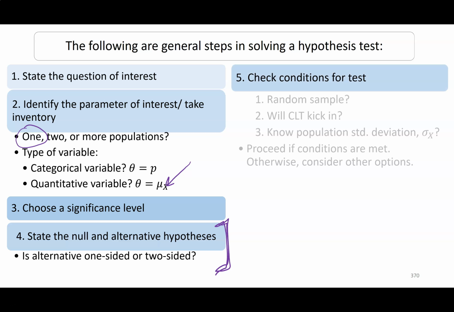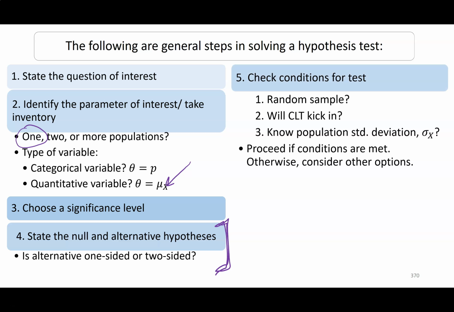Check the conditions for the test. So these are going to be really similar to when we were looking at confidence intervals. Do we have a random or representative sample? Is our sample size big enough that the central limit theorem will kick in and that we know the sampling distribution of X bar is roughly normal? And then for this week anyway, do we know the population standard deviation, sigma? If you do, go ahead. We're going to run this test, specifically a z-test this week. Otherwise, there are other options you could use.